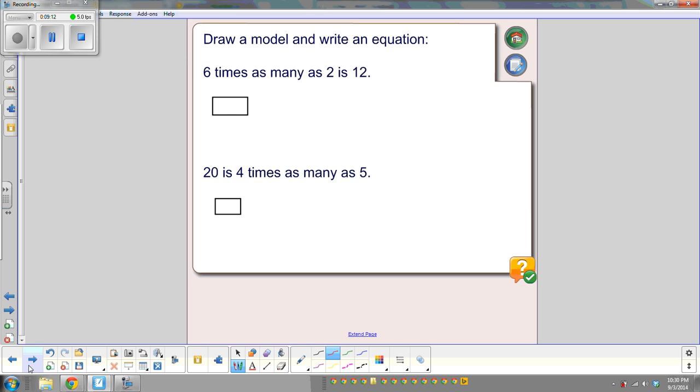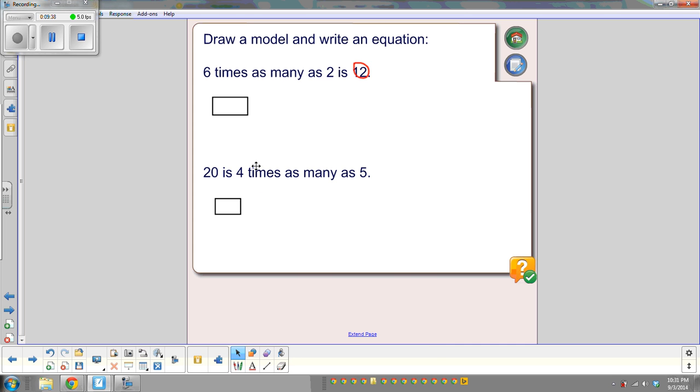Okay, let's look at another one. All right, 6 times as many as 2 is 12. So the first thing we want to do is show a model. But what do we do with all these numbers? There are 3 numbers there. I'm going to start with what I know, my equal sign, my total.